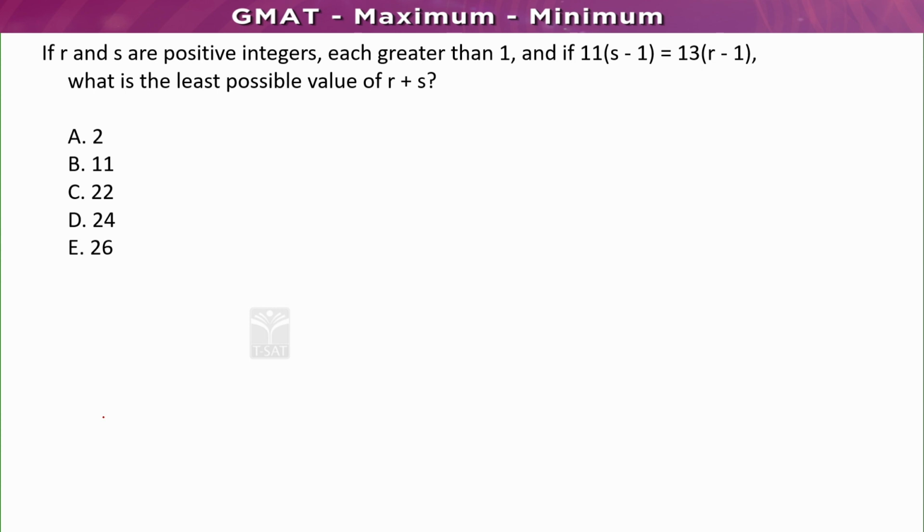R and S are positive integers, each greater than 1, and if 11 times S minus 1 is equal to 13 times R minus 1, what is the least possible value of R plus S?